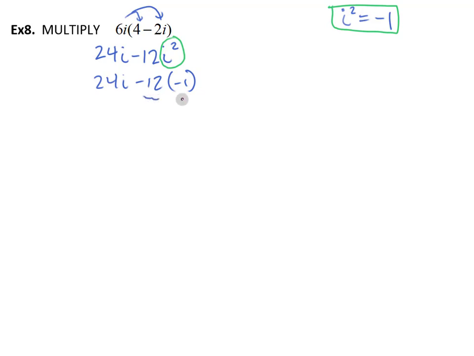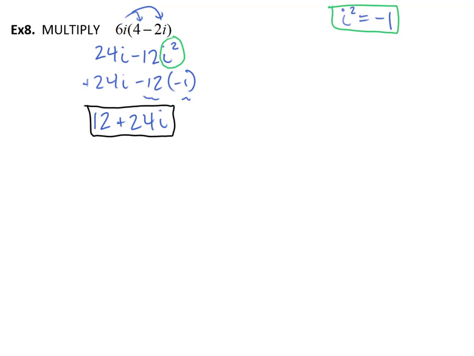And hey, check this out. Negative 12 times negative 1 is positive 12. That becomes the real part of our answer. And this positive 24i is the imaginary part, so it's tacked on with our i there. 12 plus 24i is the correct answer.